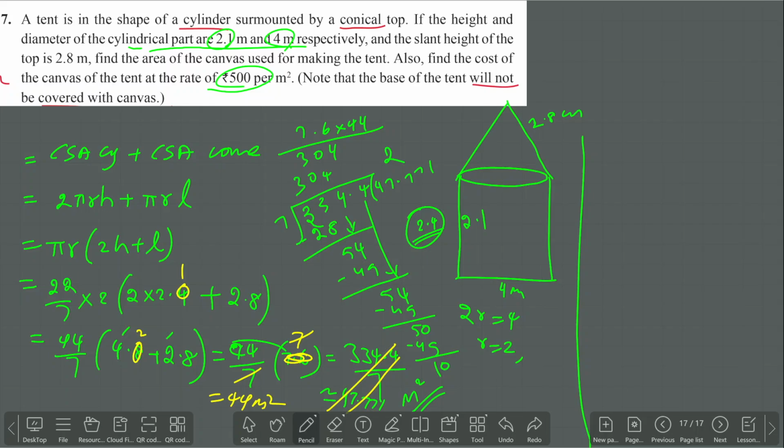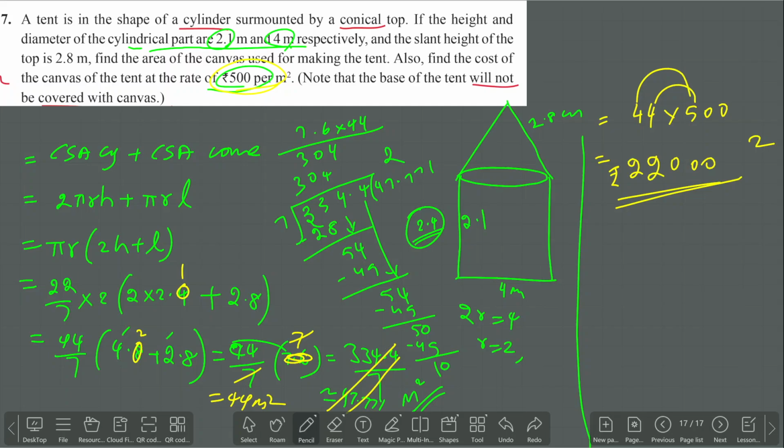Now, 1 meter square is 500, as given. Then 44 meter square, how much? After getting the answer, you multiply. 4 5s are 20, remaining 2. 4 5s are 20 plus 2, 22. Totally 22,000 it's coming for making this much tent.